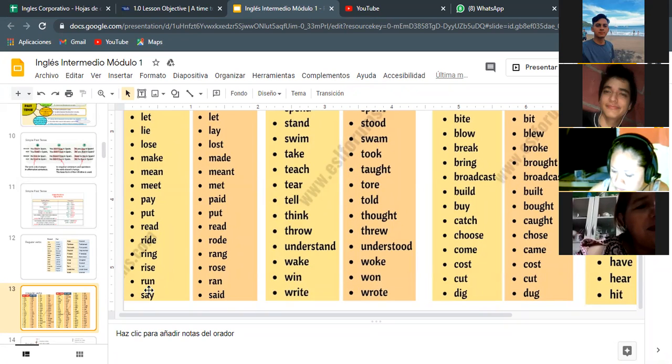Okay, run is going to be for Lorena. Last morning I ran in the park. Very good. Last morning I ran in the park. Nice. Say. You know what it says, right? What does she say? Okay, say is going to be for Arely.